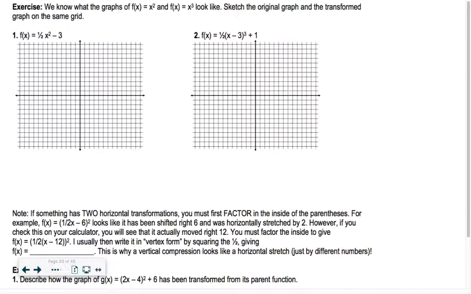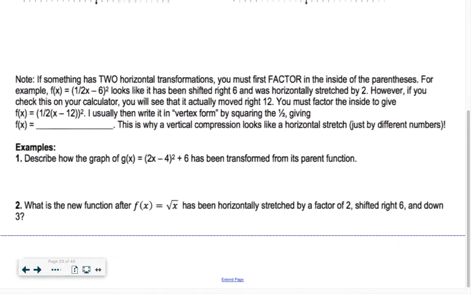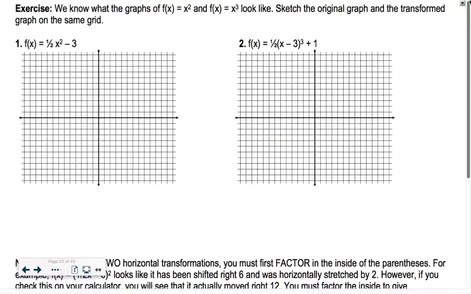So it says, we know what the graphs of f of x equals x squared and x cubed look like. Sketch the original graph and the transformed graph on the same grid. I need to make this a little bigger. Okay, so this first one. So we have f of x equals 1/2 x squared minus 3.